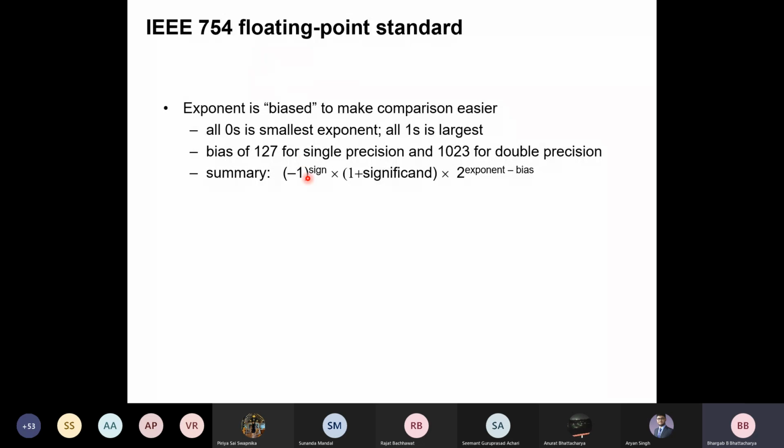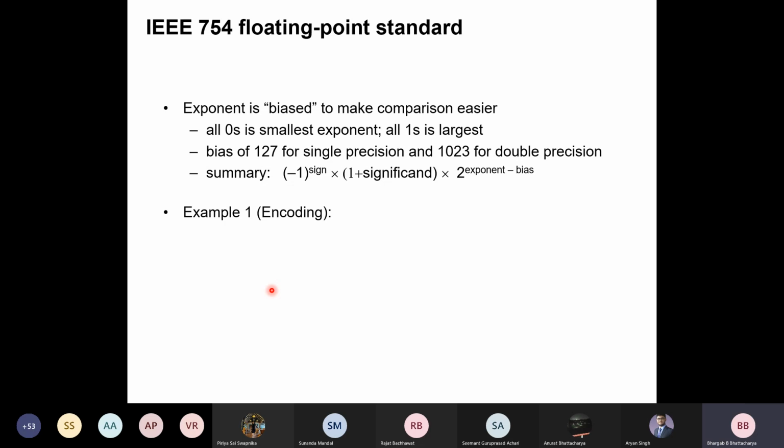The number can be reconstructed using this expression: minus 1 to the power sign times 1 plus this mantissa part times 2 to the power whatever exponent you see minus the bias for the precision. Okay, so that's how this floating point representation format came up and finally accepted.